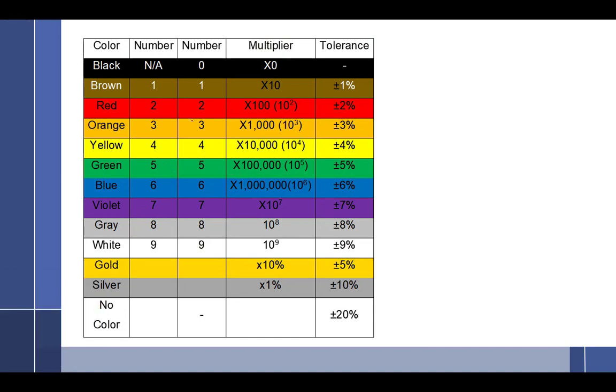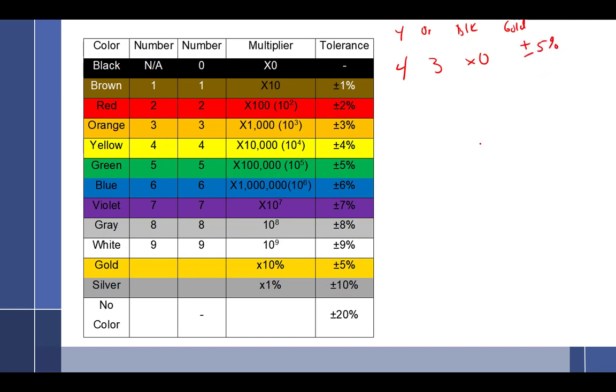Need my pen. So yellow, we have a 4. What was the next color? Orange. Yellow, orange, and black, and gold. So orange is a value of 3. And black is times 0. And gold is, should be gold right here, plus or minus 5%.